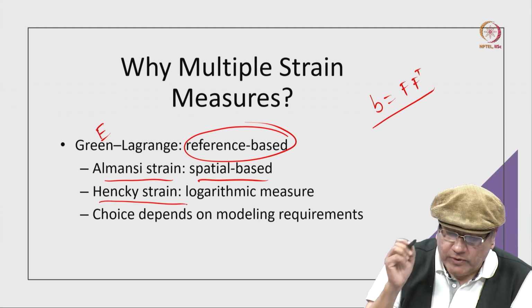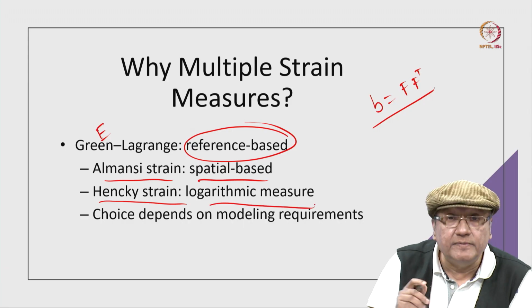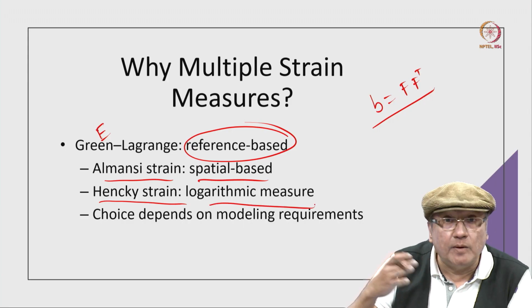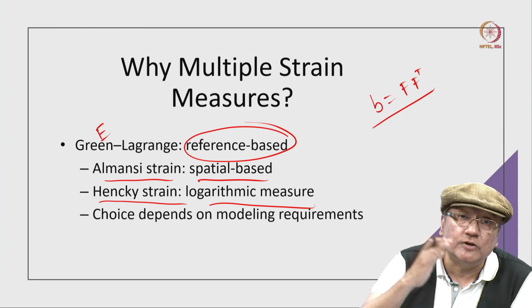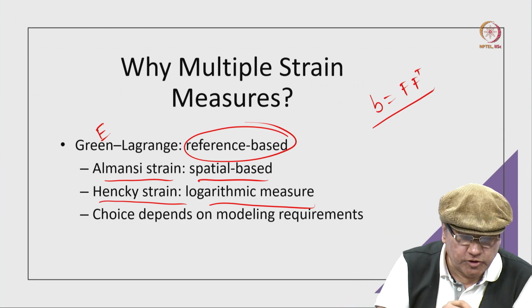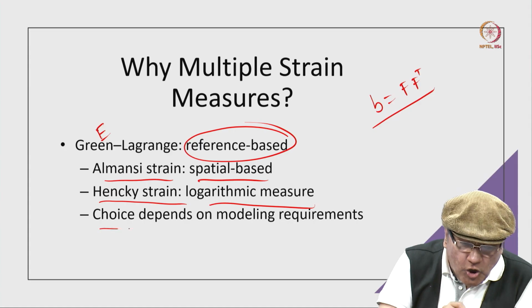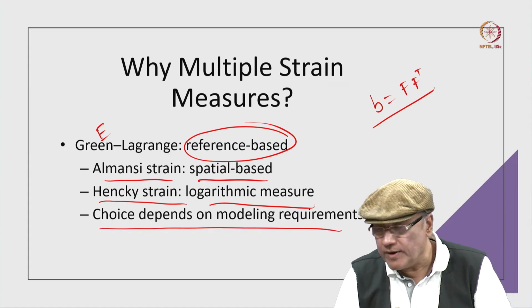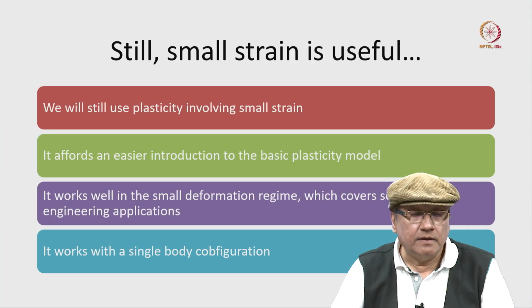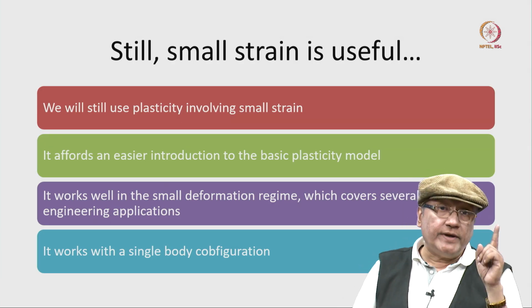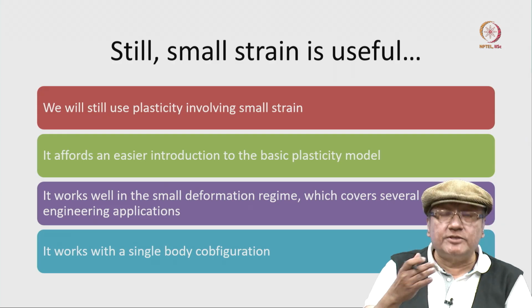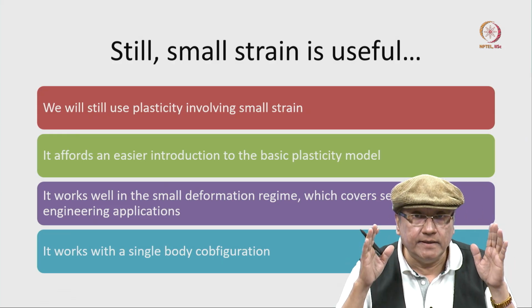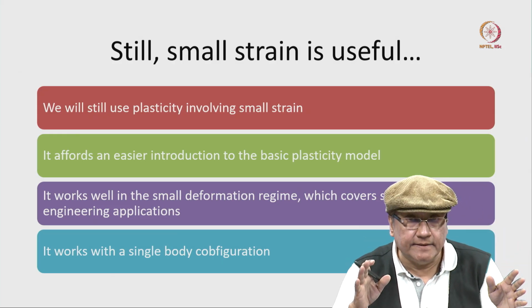The Hencky strain we have already talked of. This is a logarithmic measure, very good for additive decomposition of the applied force, right, and the additive decomposition of strain in the solution. So, the choice depends entirely on the modeling requirements. Okay. So, but small strain nevertheless remains useful. So, we will use small strain to begin with in the introduction to plasticity.